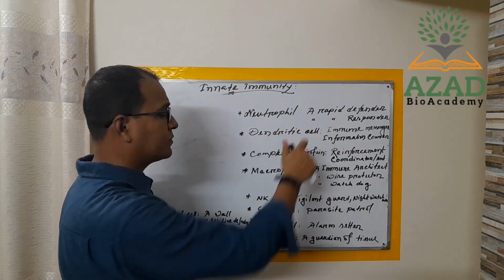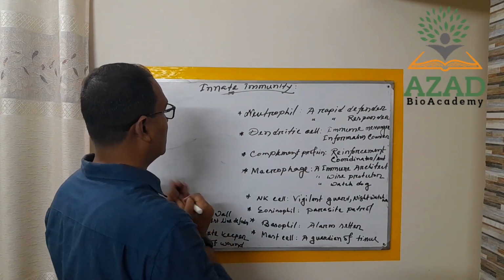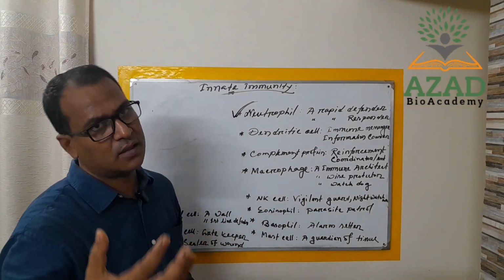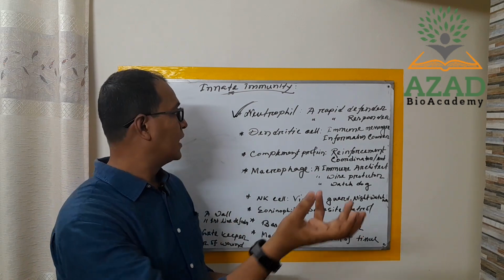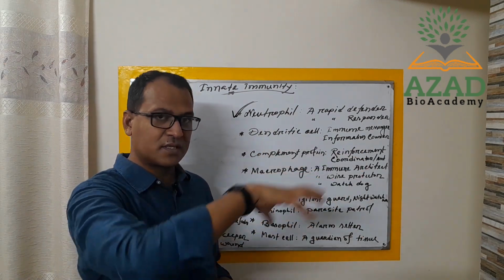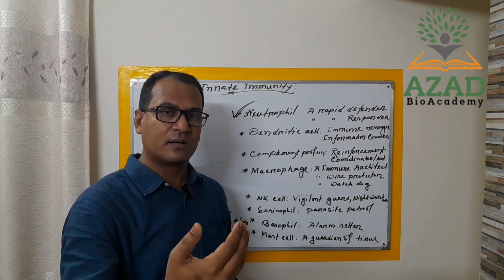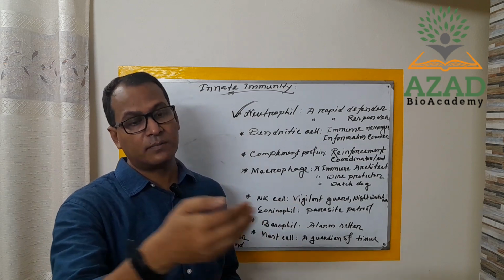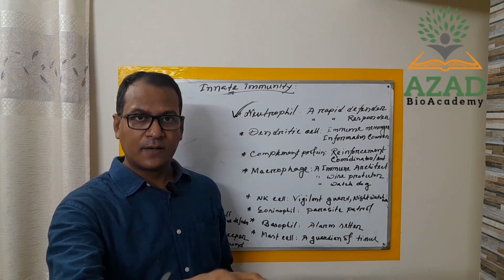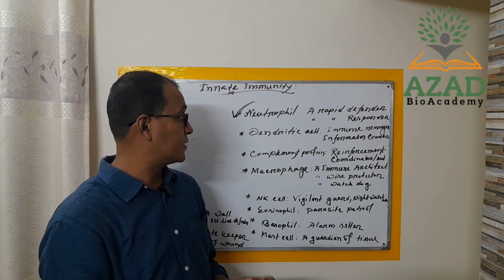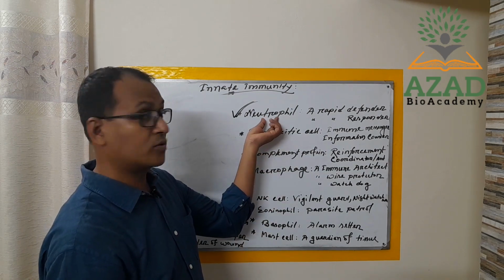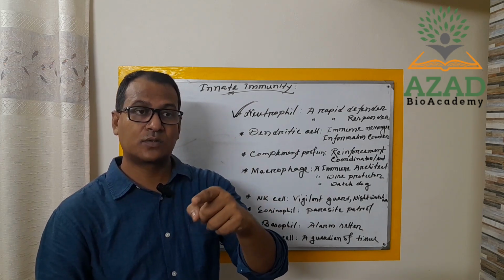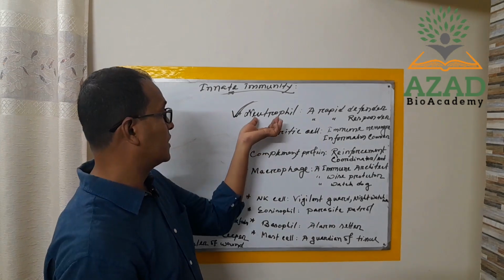The first one is neutrophil. Neutrophil is an immunocell that comes from the bone marrow and is always present in the bloodstream. When a microbial attack occurs within the bloodstream, or even in cells at the tissue level, the quick responder is the neutrophil. You can say it is the first immunocell that comes to attack the microorganism.